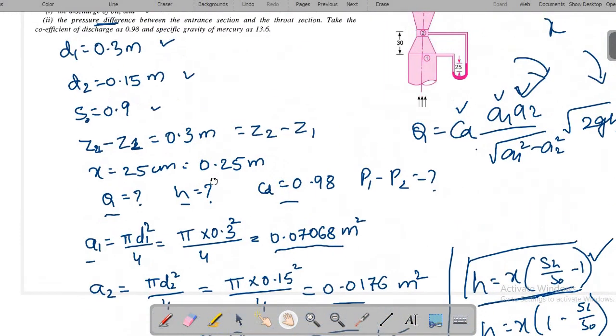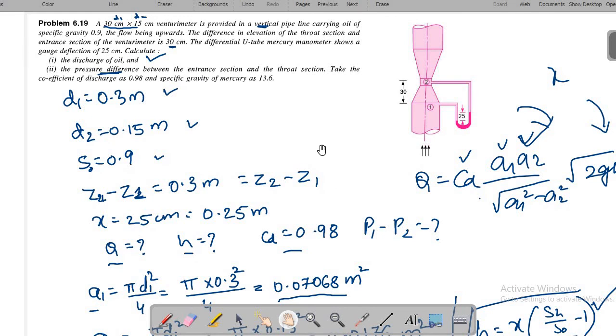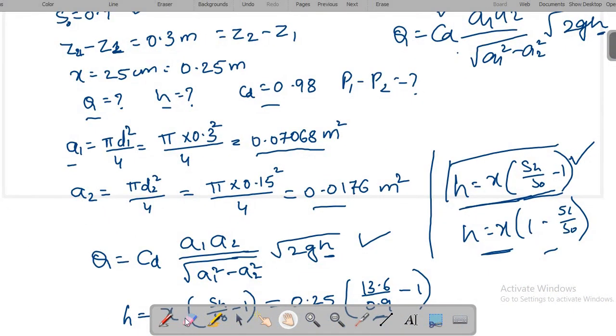They have given D1, D2, and pressure. They are asking us to calculate the pressure difference and discharge, but they have given the differential manometer reading and the difference in level of the inlet and throat, along with the CD value. So using D1 and D2, I am calculating A1 as well as A2. Once I have A1 and A2, I am going to calculate H.